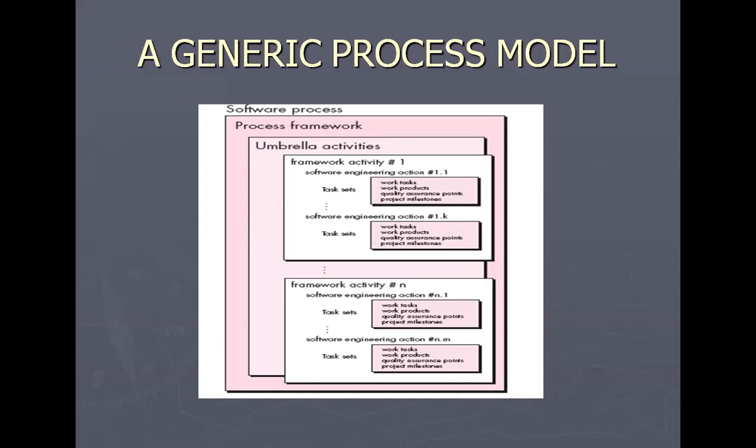Process models differ fundamentally in the overall flow of activities and tasks, and the interdependencies among the activities and tasks. They also differ in the degree to which the work tasks are defined within each framework activity, and the degree to which work products are identified and required. These are the different activities that will be performed. This is all about the software process, umbrella activities, and different risks.